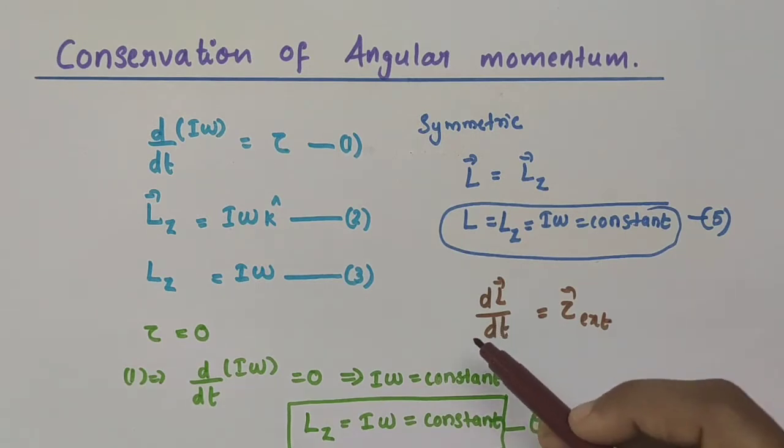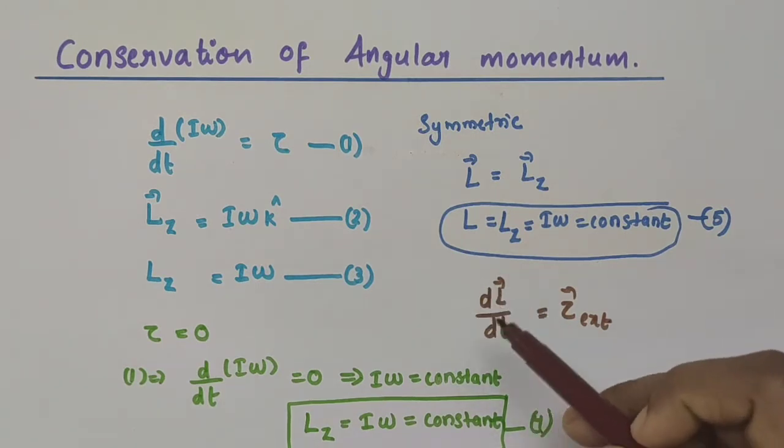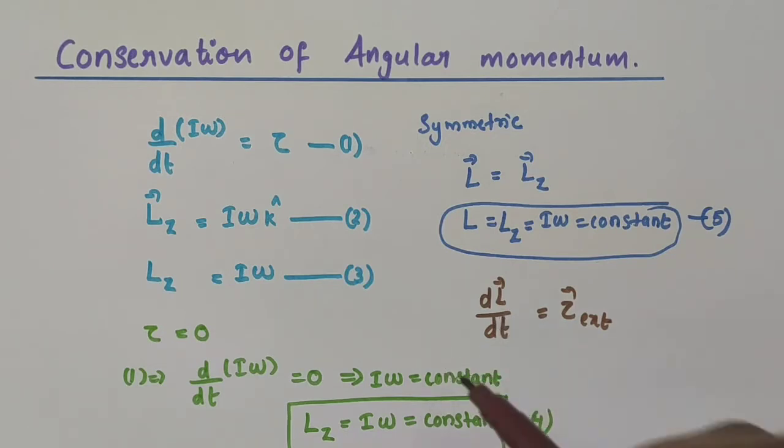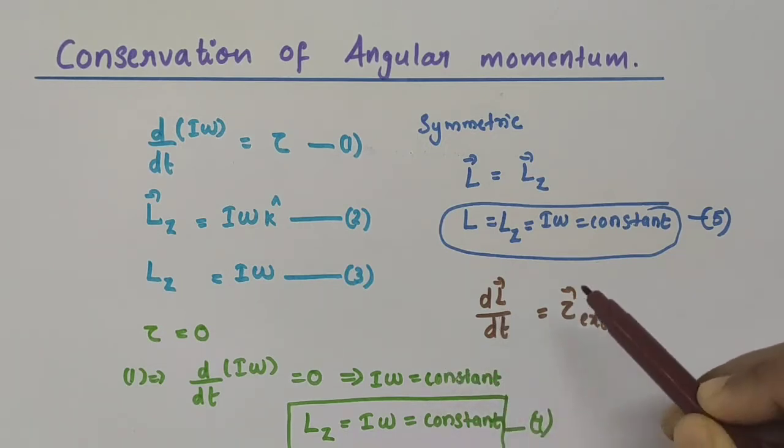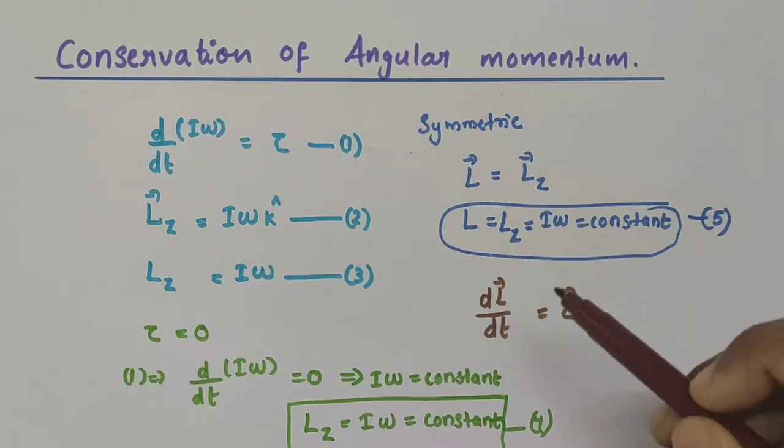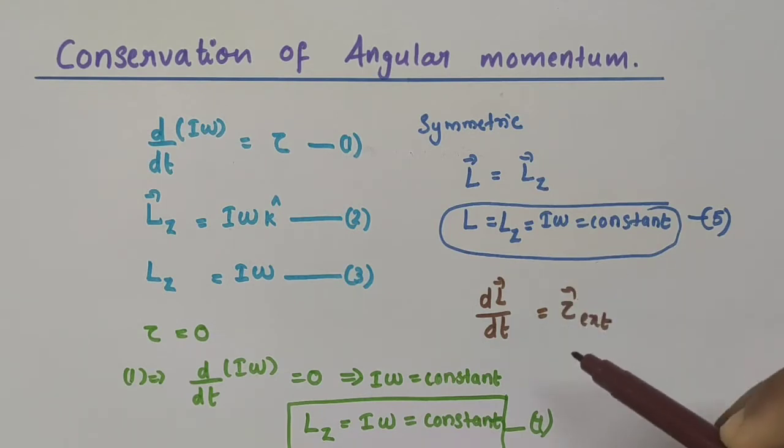That is, the time rate of the total angular momentum vector L of a system of particles about a point is equal to the sum of the external torques due to the external forces acting on the system, taken about the same point.